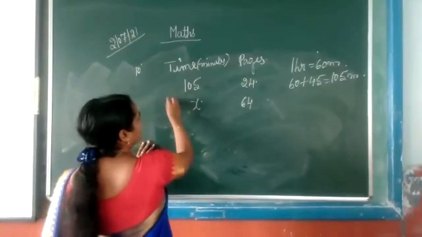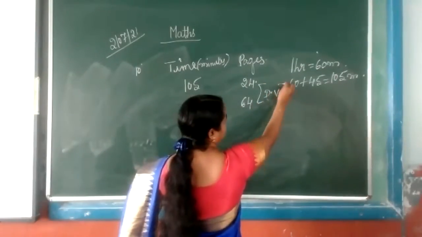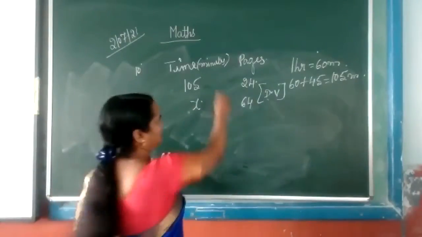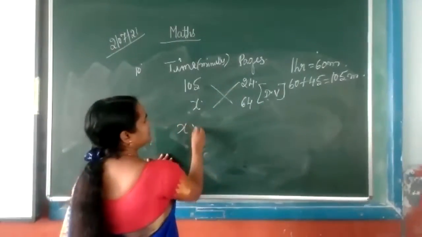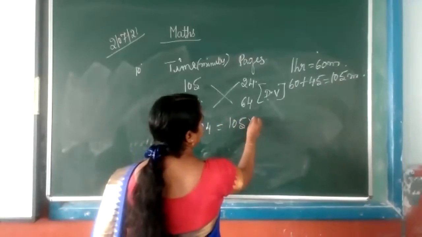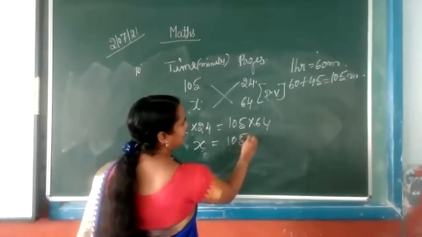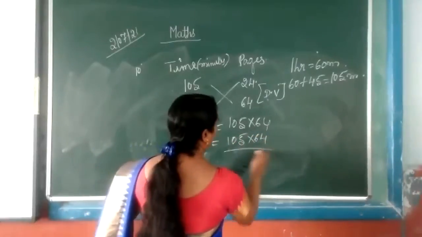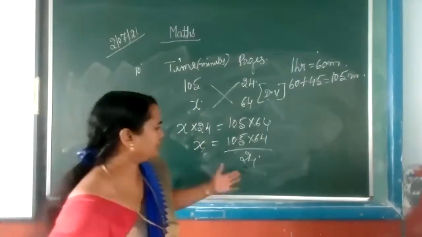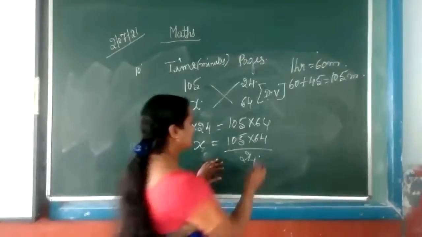So both are getting more and more, which means these are direct variations. If it is direct variation, we have to do cross multiplication. So x into 24 equals 105 into 64. That means x is equal to 105 into 64 upon 24. Isn't it? Now it will go in the table of 2. We will simplify with 2.